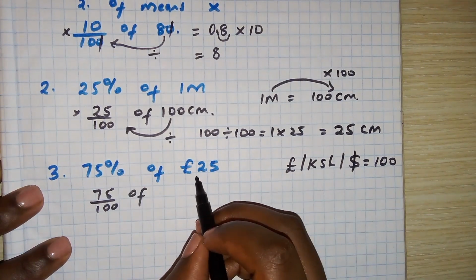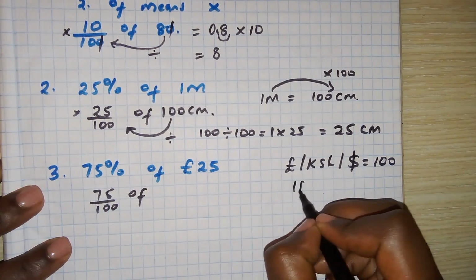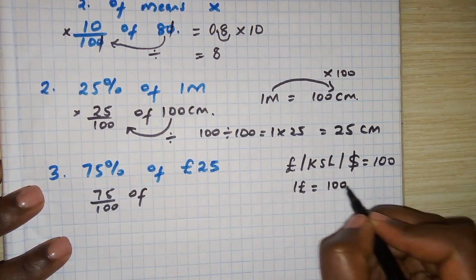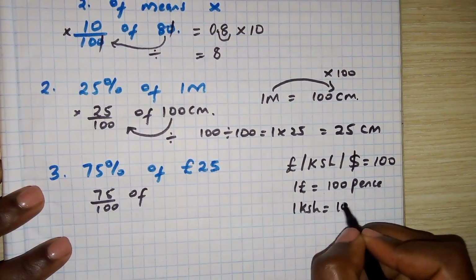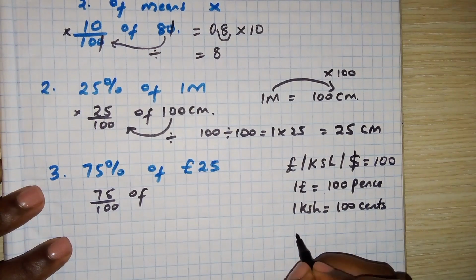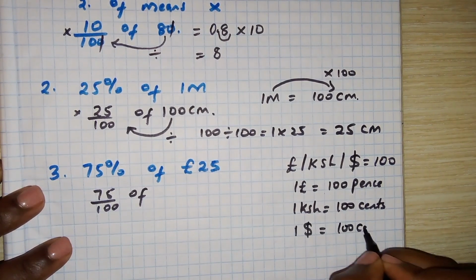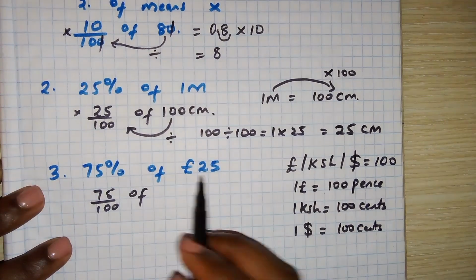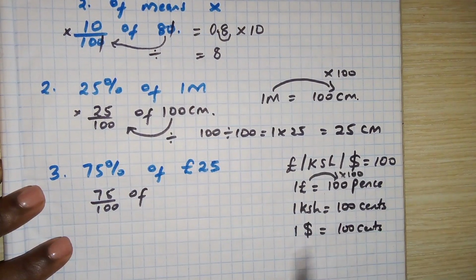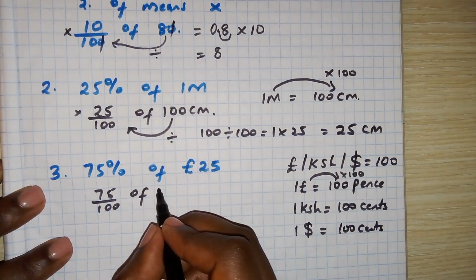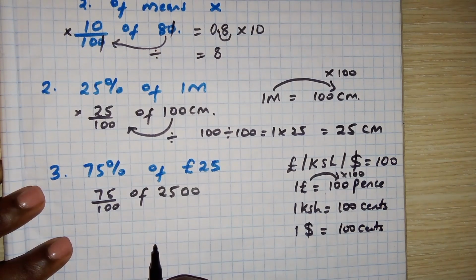So if you're changing from pound to pence, so okay, let's go over this. So 1 pound is 100 pence. 1 Kenyan shilling is 100 cents. And then $1 is equivalent to 100 cents. So we're moving from pound to pence. So we multiply by 100. So 25 times 100, you just add the 2 zeros at the end.